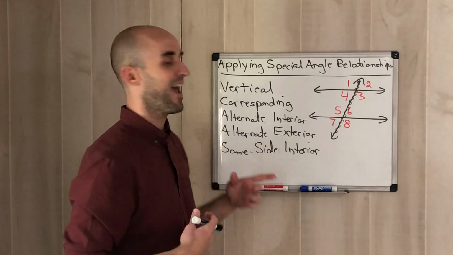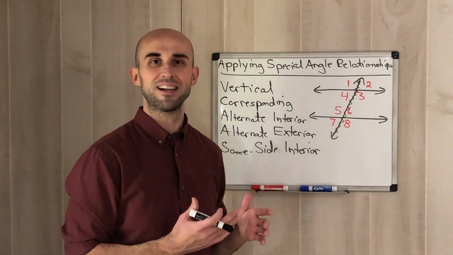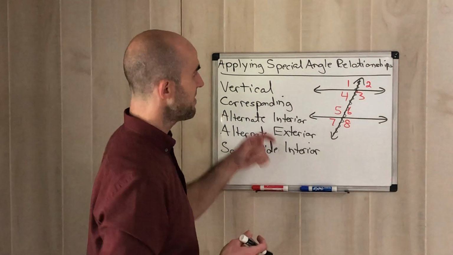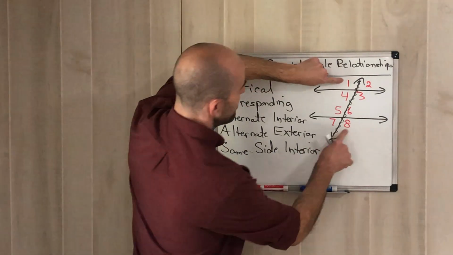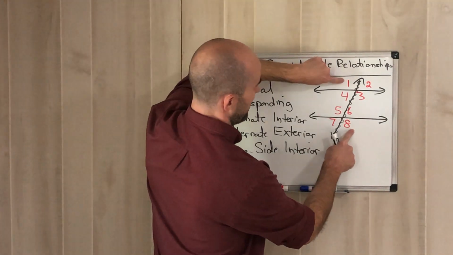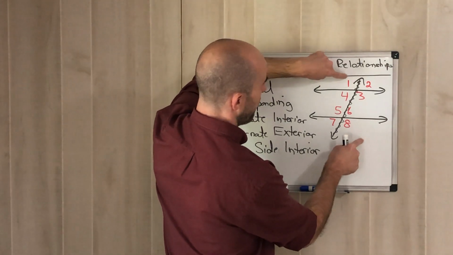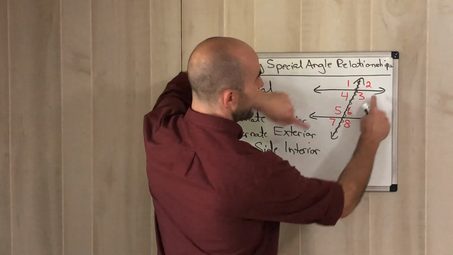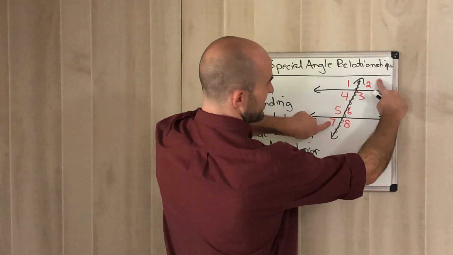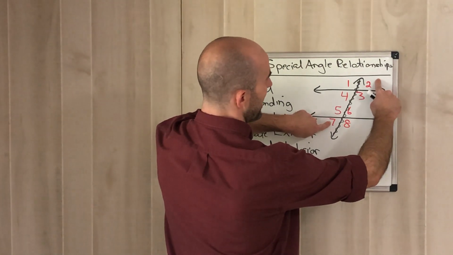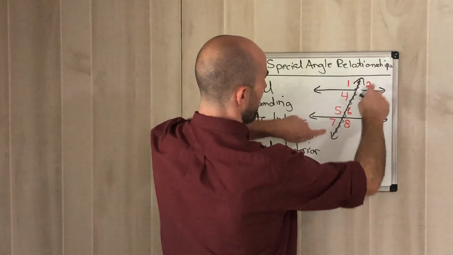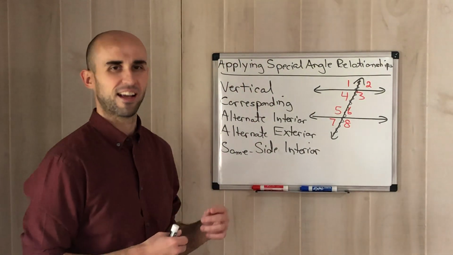Then we have alternate exterior, which again, different sides, but now it's on the outside, right? So for example, 1 and 8 would be alternate exterior because it's on the left and right side, different sides, and they're both outside, right? One's on the top, one's all the way at the bottom. And the other one would be 2 and 7. Same thing, one's on the left and right side, and then they're both outside, right? So again, that's alternate exterior.